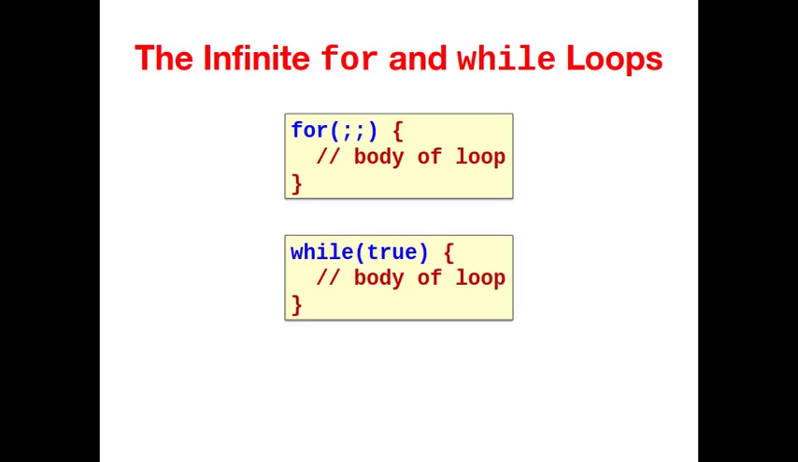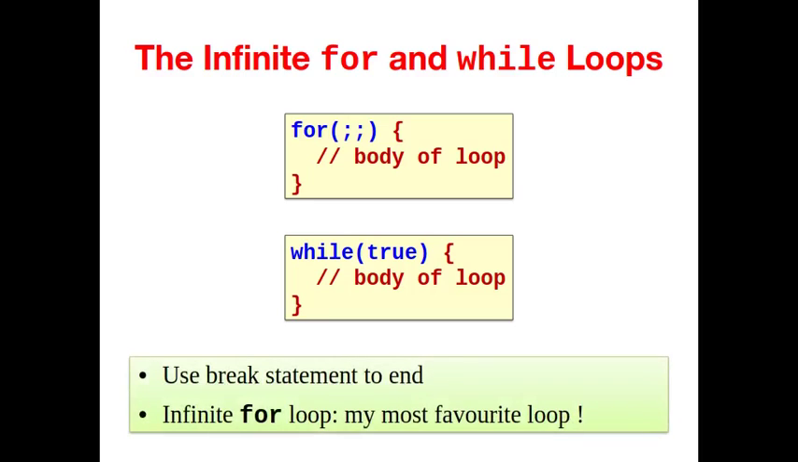A for loop can be used to create an infinite loop by having empty statements for the loop condition. This is equivalent to saying while true. In fact, for semicolon semicolon is a common usage. Now can you tell as to how you can end an infinite for loop? Since break and continue statements can be used for loop control, I personally prefer the infinite for loop for most of my programming.